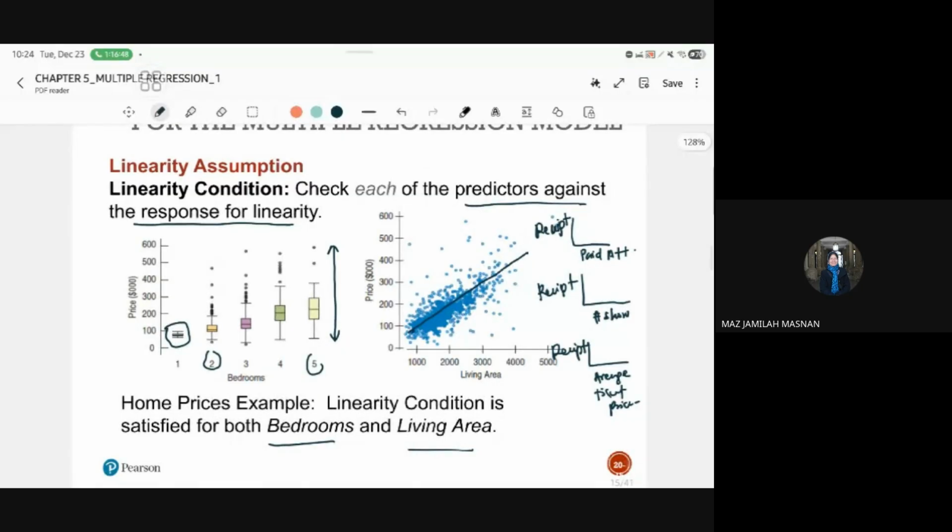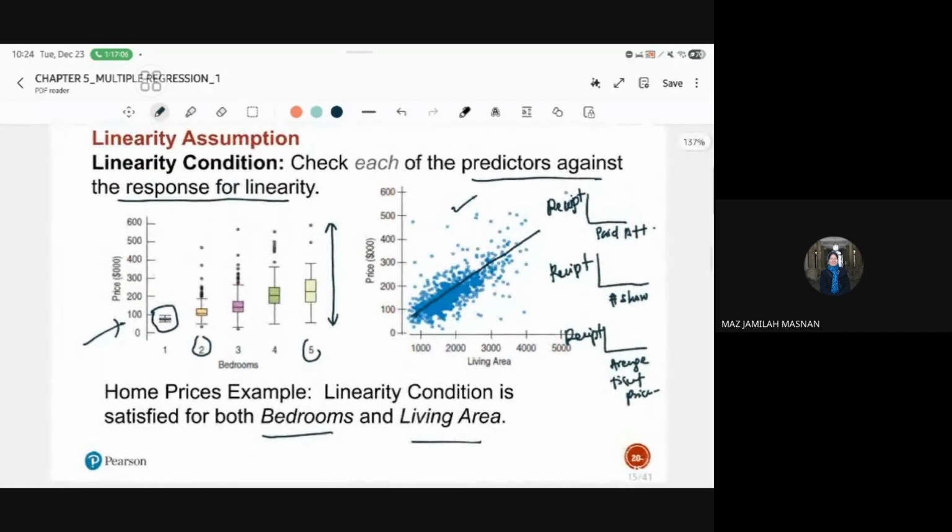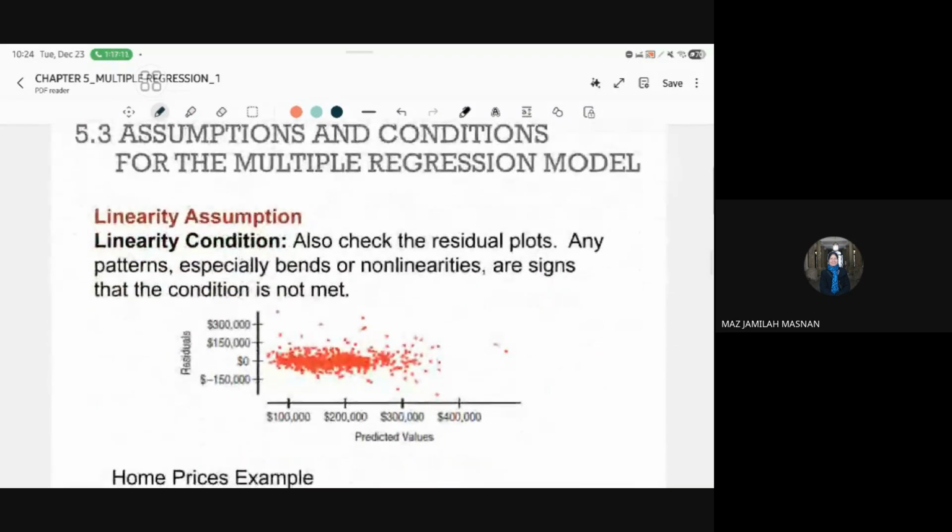For the living area and price, this is clear cut right away. But for price with regard to bedrooms, I will need to check, and I will let you know later why and how we can identify this based on the side-by-side box plot. But in the case of this particular example, we know that the linearity is considered fulfilled.